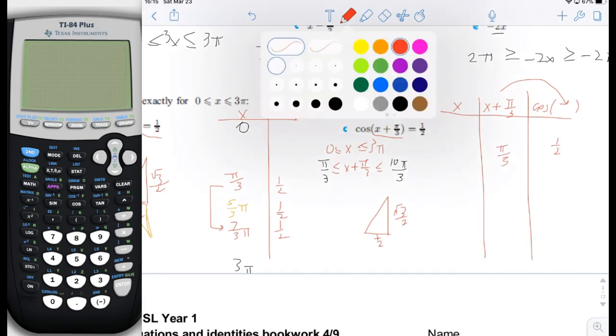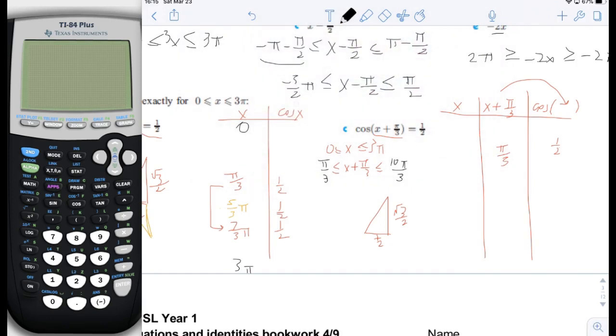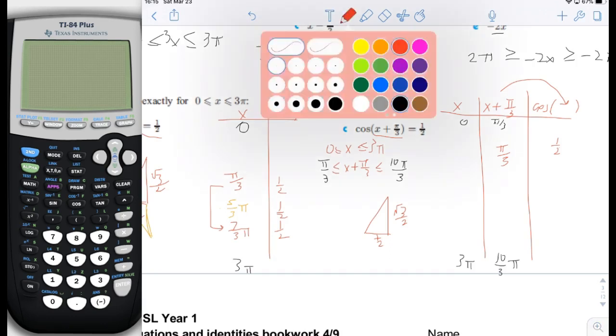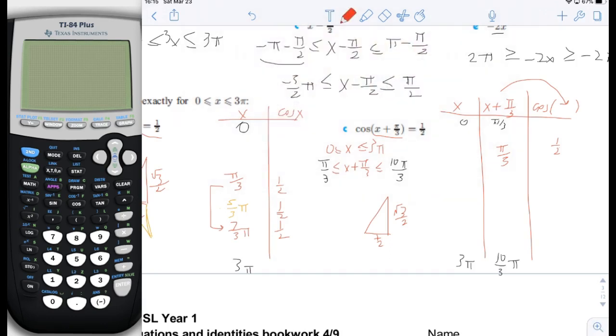And let's write down our domain. So the domain for x is 0 to 3 pi. The domain for x plus pi over 3 is pi over 3, including pi over 3, right? Includes it. And the maximum is 10/3 pi. Okay, so pi over 3, which we just calculated as a possibility, is fine, it's within the domain. If we have pi over 3 in the x plus pi over 3 column, how do we get x? Well, if x plus pi over 3 is pi over 3, that means x is 0, right? I just kind of guessed that.